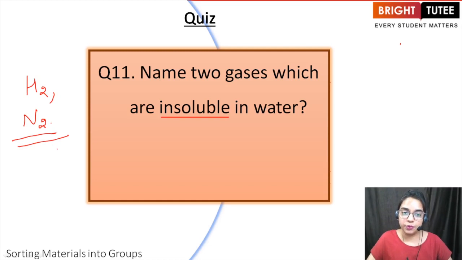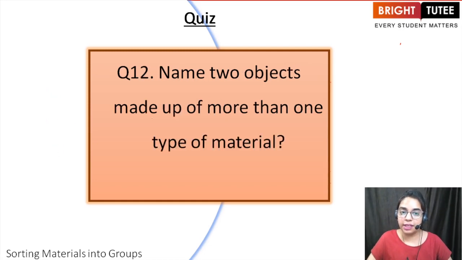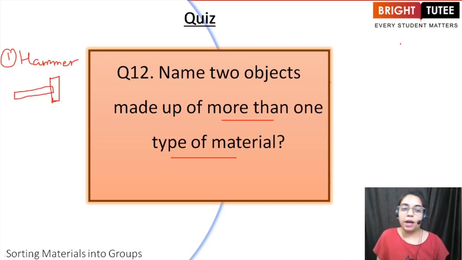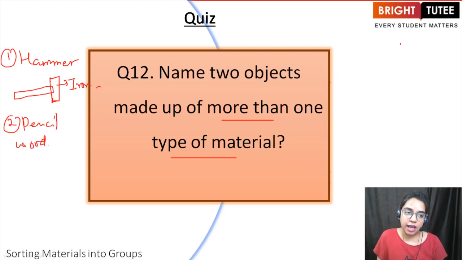Okay, let's move to the next question, which is, name two objects made up of more than one type of material. So children, you have to name any two objects which are made up of more than one type of material. One example is a hammer, because it has a wooden handle and the metal tool part, which is made up of iron. The next example you can give is a pencil. A pencil is made up of wood and lead, right? We have used two materials. You can also give the example of a pen, where we have a metal tip and a plastic body. So you can write any two objects which are made up of more than one type of material.